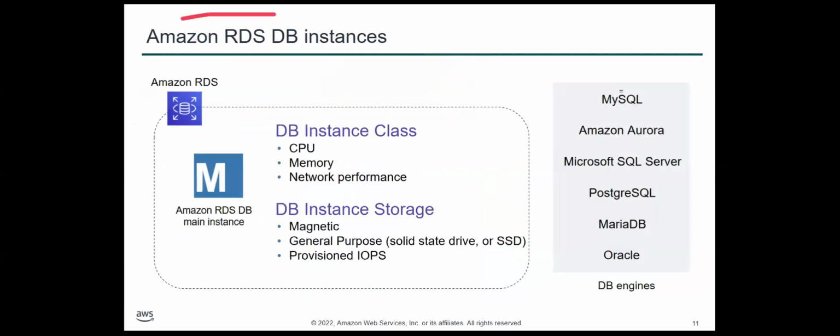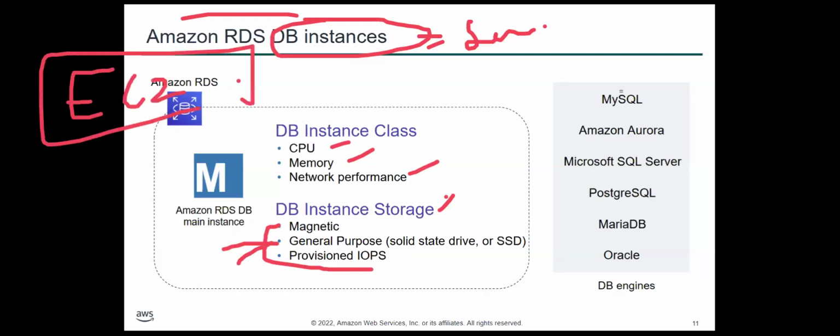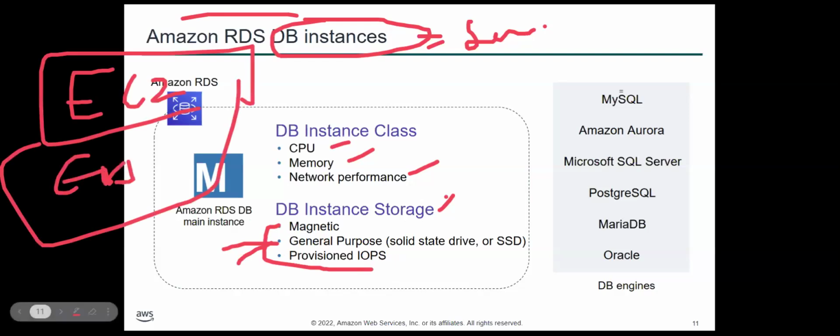Now, RDS is an instance, which means, as I already told you, it's a server. A server will have CPU, memory, network performance, and storage as well. In the storage, we can decide which type we want, as we already learned the types of storage. As with EC2, we have EBS storage, and the same thing here. In EBS storage, we have general purpose solid state drive or provisioned IOPS. Whichever one we want, we can select it.